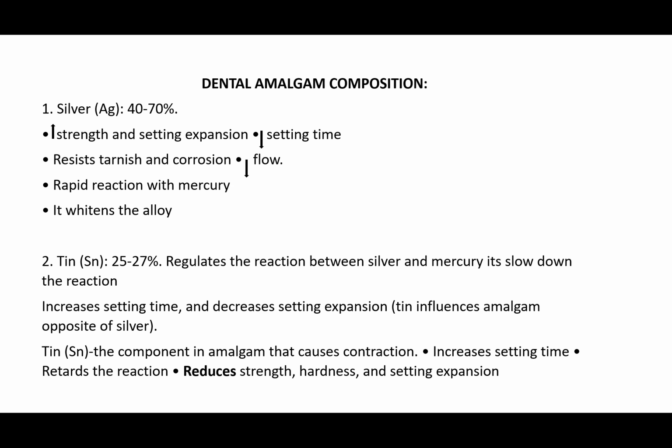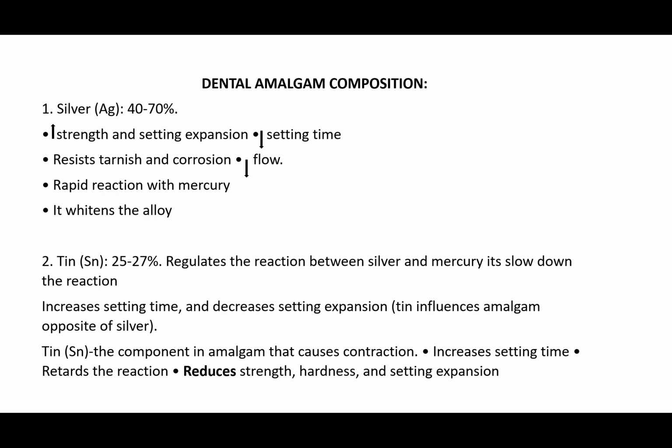Dental amalgam composition. We said that dental amalgam is an amalgam alloy mixed with liquid mercury, and we said the amalgam alloy is silver, tin, and copper. So let's understand why we add silver, tin, copper, and others.